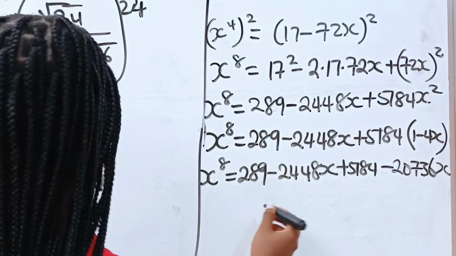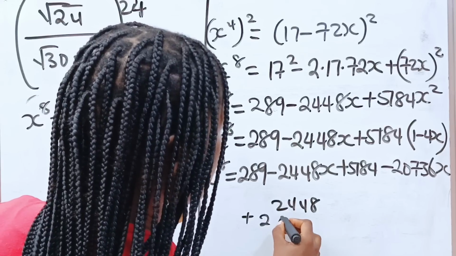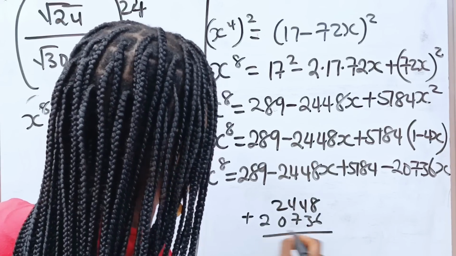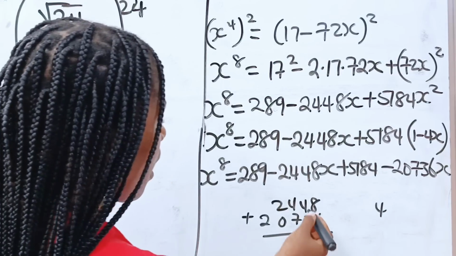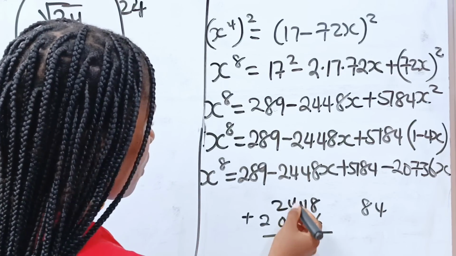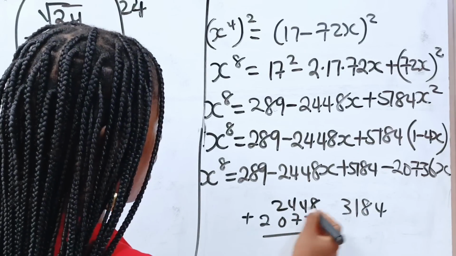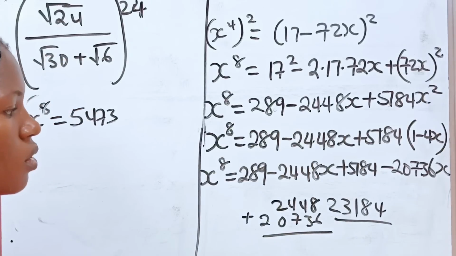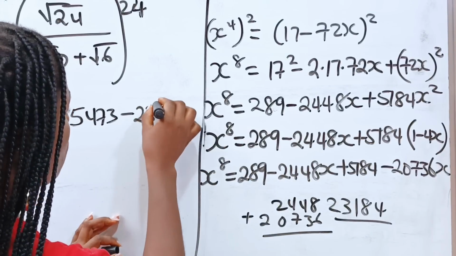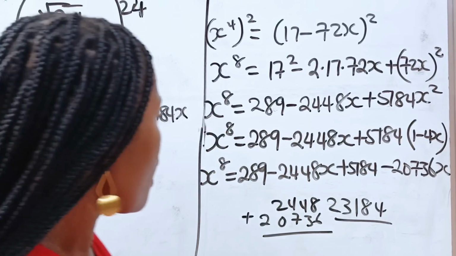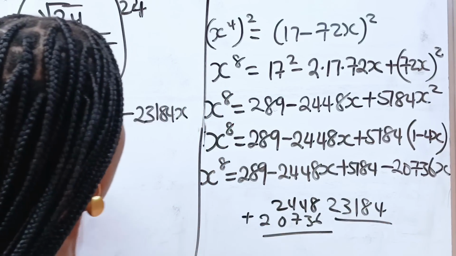So we have 2448 plus, we have 2736. So 8 plus 6 is 14. We have 4, right, 4 carry 1, so we have 8 here, we have 11 here, carry 1 again, we have 3 here, and we have 2. So we have 23,184. So we have minus 23,184x. Okay, so that is what we have here as our x squared, as our x to the power of 8.